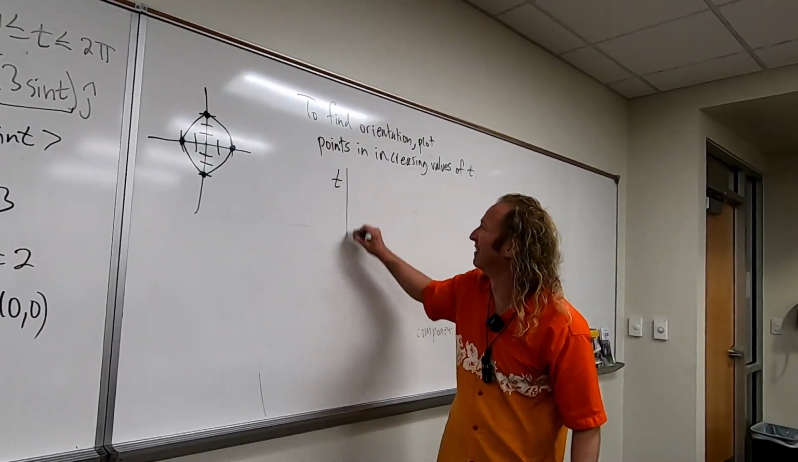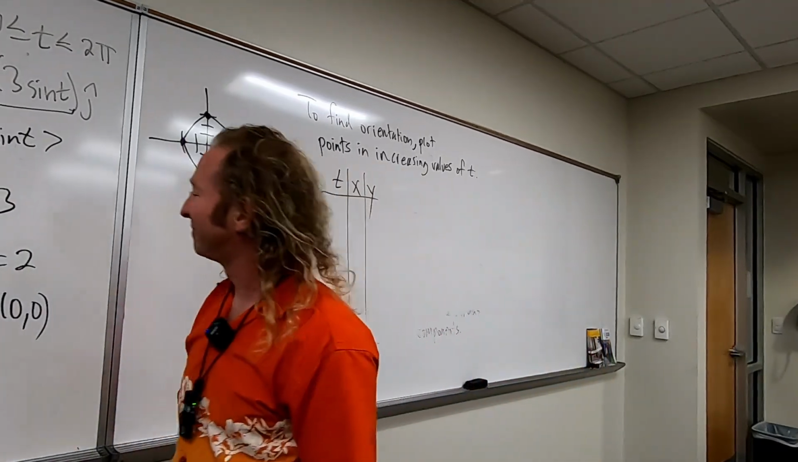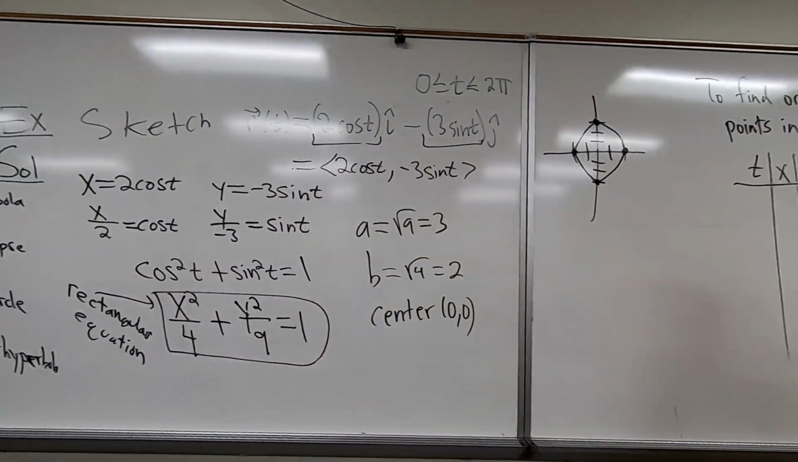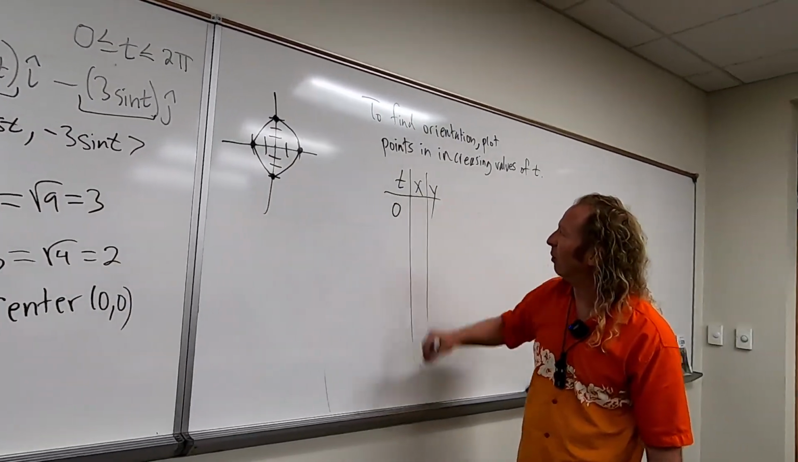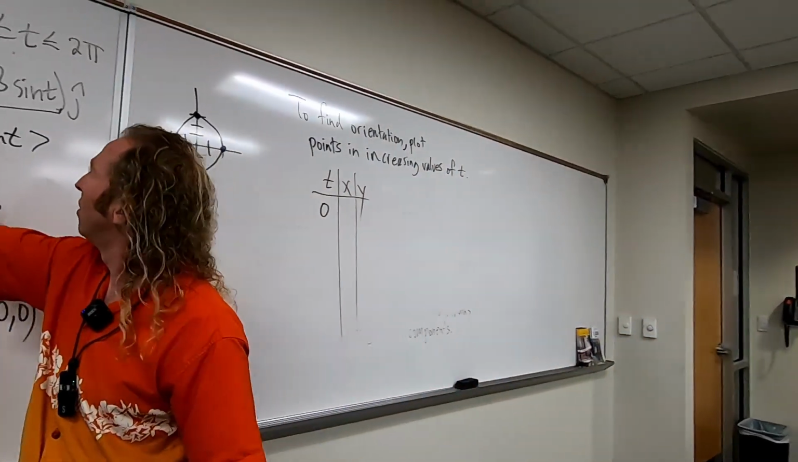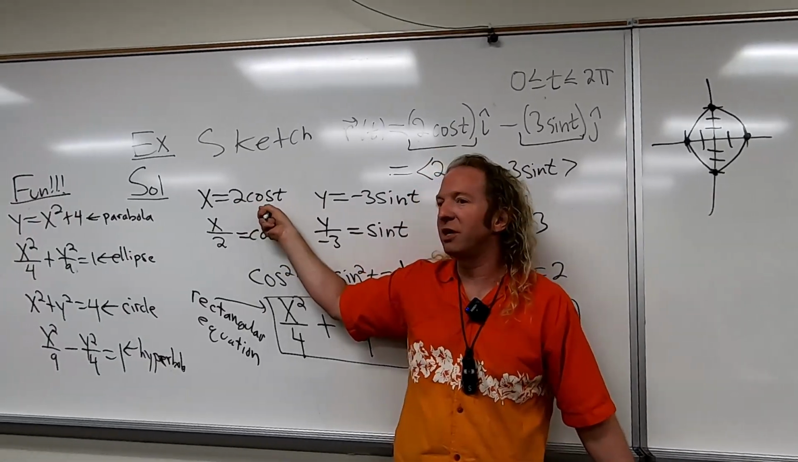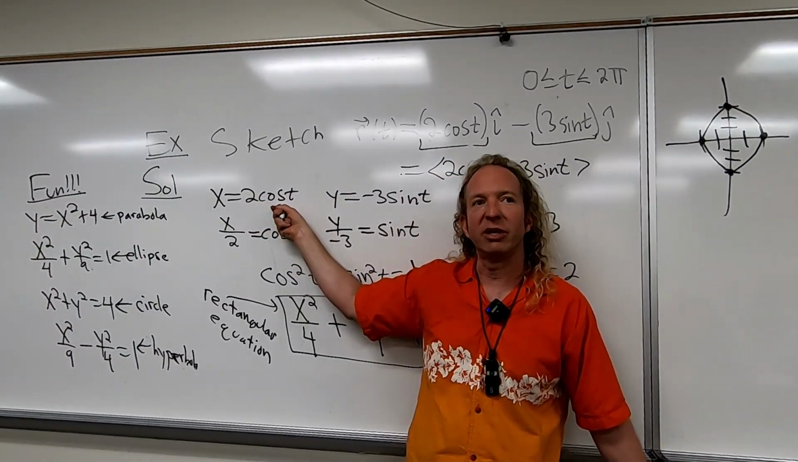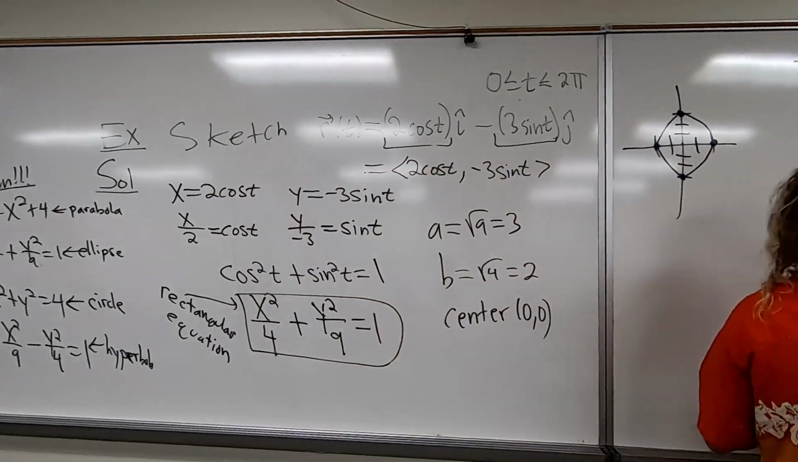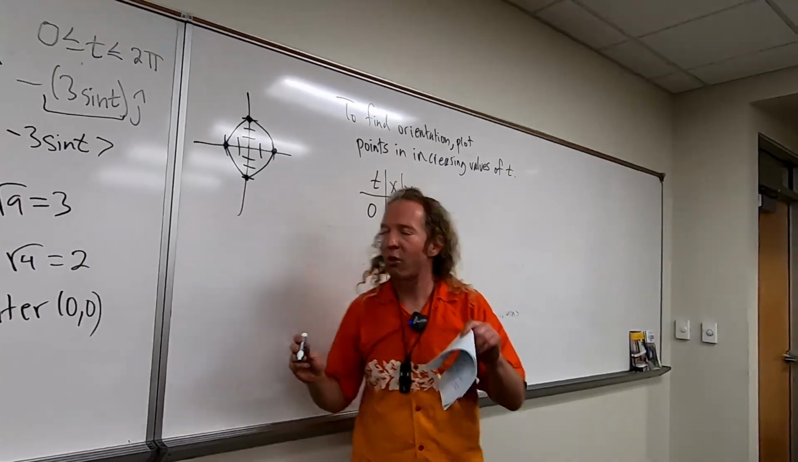So this is t, x, y. We need nice numbers. How about 0? 0 is a really nice number. 0 is like the nicest number in the world. So let's see. We're plugging them in here or in here. It doesn't really matter. I'll use this. So 2 cosine 0. Cosine 0 is 1. So it's 2 times 1. So it's 2. Boom. And then sine of 0 is 0.